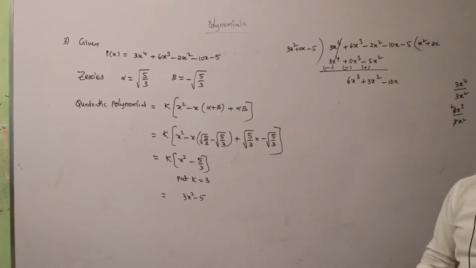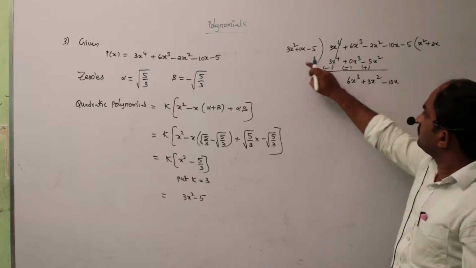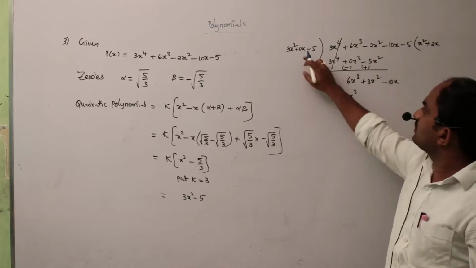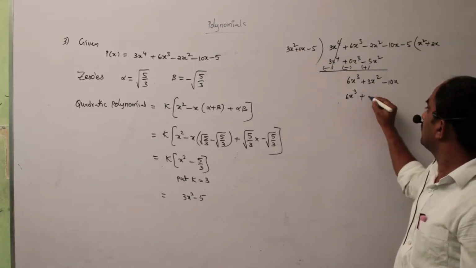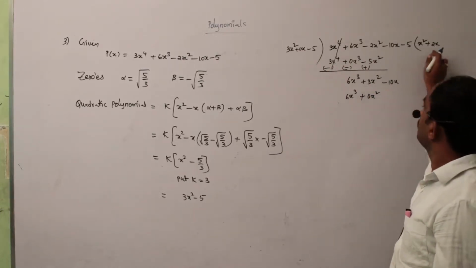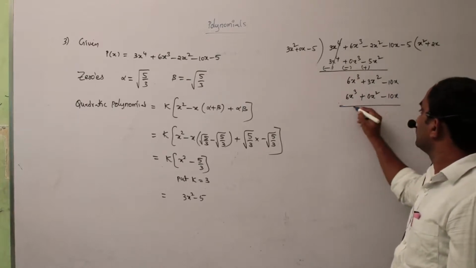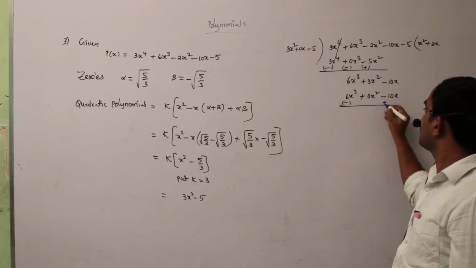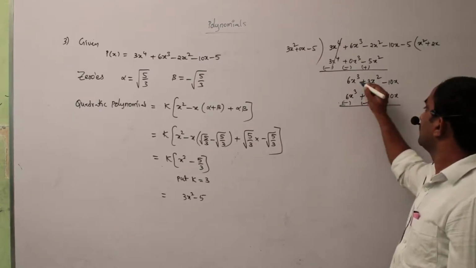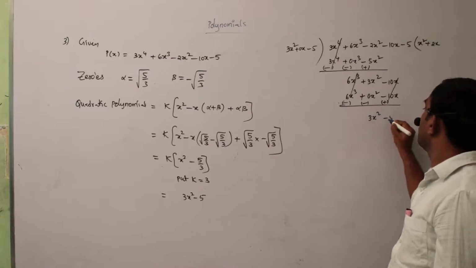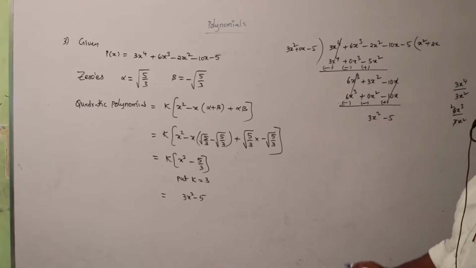2x into 3x square is 6x cube. 2x into 0, we are getting 0x square. 2x into minus 5, we are getting minus 10x. This is minus, this is plus, this is minus. These two are cancelled. What is the remaining one? 3x square minus 5.